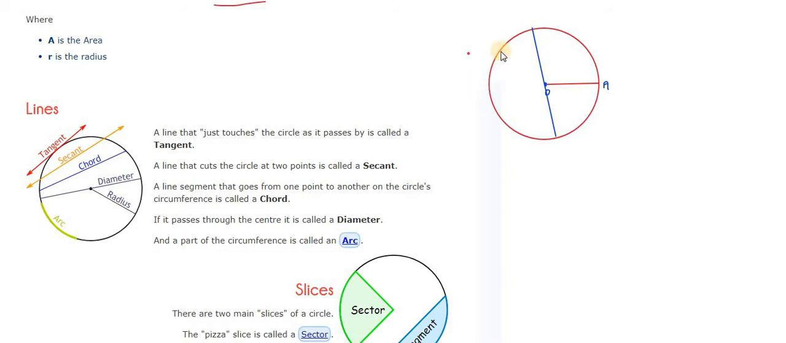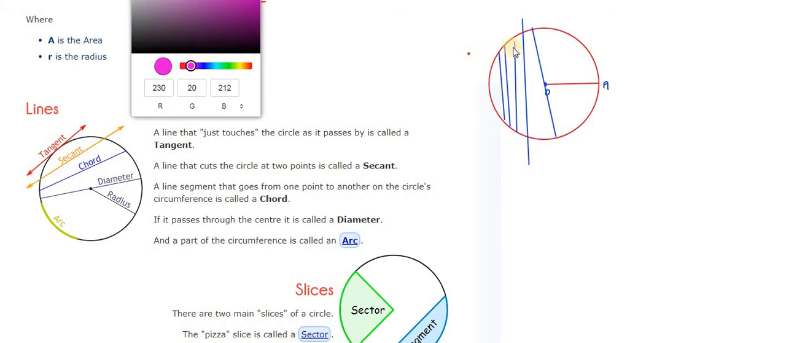Do you know what we mean by chord? A chord is a line segment which touches any 2 points on the circumference. How many chords can we draw? We can draw infinitely many chords in a circle. This is also a chord, and this is also a chord. Now I'll draw one more line segment like this. What is this called? Wait, I'll change the color so we may not get confused.